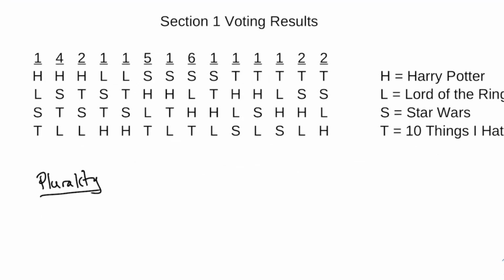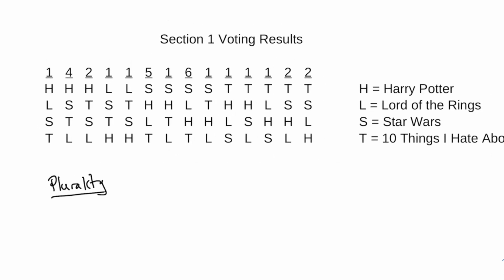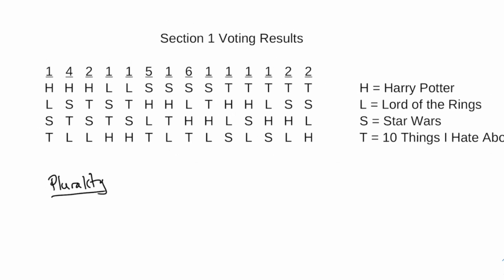Something's weird with my screen here. All right, so let's do the plurality. So in the chart there, H means Harry Potter, L means Lord of the Rings, S means Star Wars, and T means 10 Things I Hate About You. I meant to look that up, actually. Does the official name of the movie have the number 10 in it, or the word 10? It's the actual number? All right. I changed it to a T.